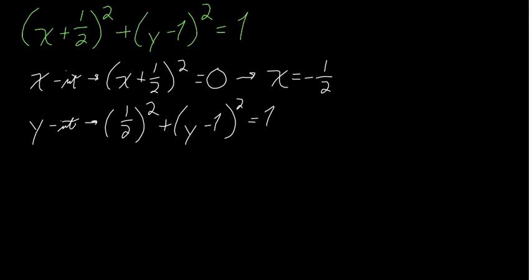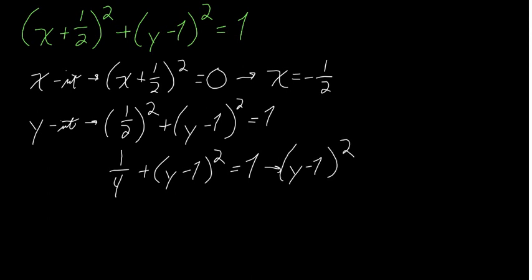Well, 1/2 squared becomes 1 squared over 2 squared, so it becomes 1/4, right? So 1/4 plus y minus 1 quantity squared is equal to 1. We're going to subtract 1/4 from both sides, so we end up with y minus 1 quantity squared is equal to 3/4.